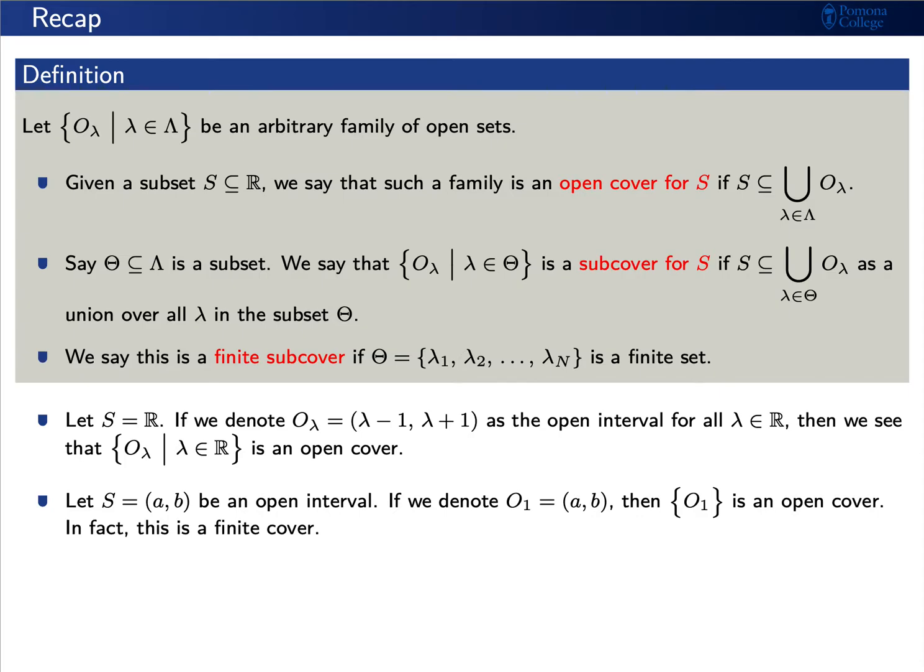Next, let's say that S is the open interval from A to B. If we denote O sub 1 as the same open interval, then the set containing O sub 1 is an open cover for S. In fact, this is a finite subcover.